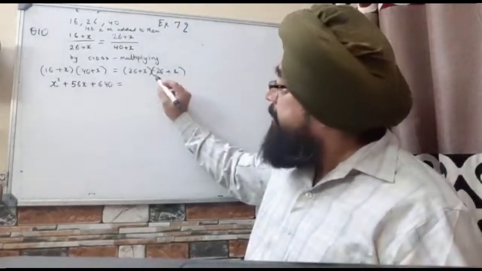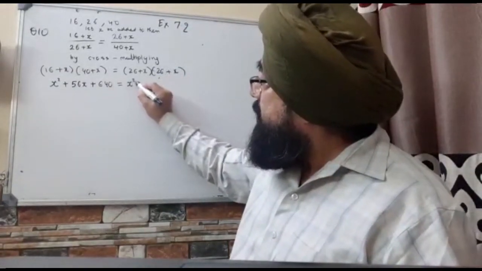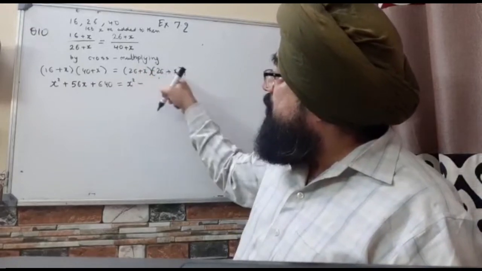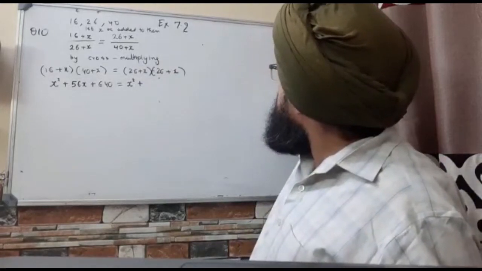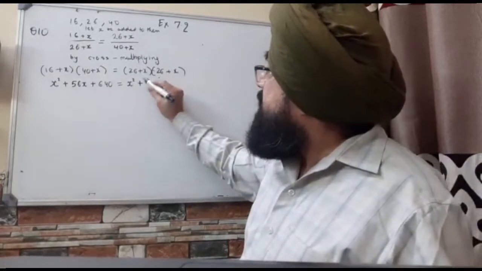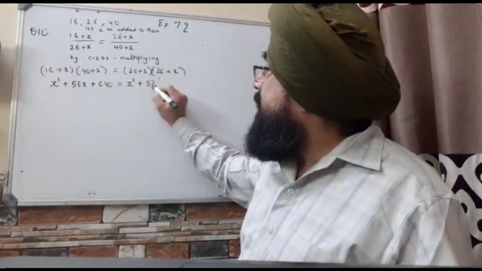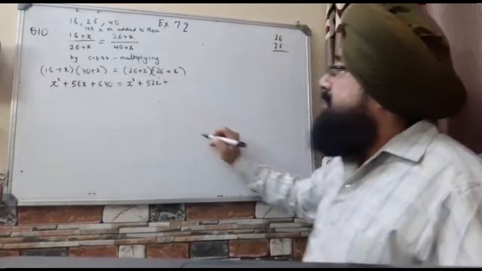Okay, so this becomes x square. And now see, this is what? (a plus b) whole square. So a square plus b square is 26 ka square. So find 26 ka square for me in the meantime. Plus 26 plus 26 is 52x plus what?